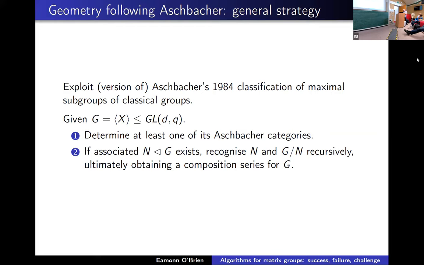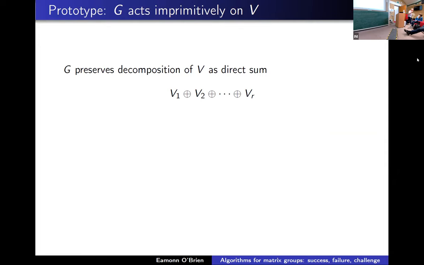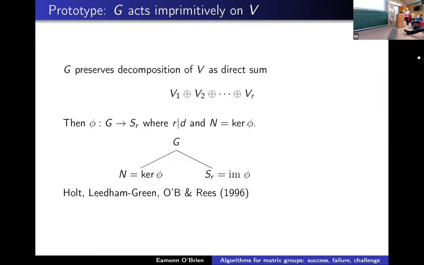Okay, so the prototype of the Aschbacher decomposition, a very nice case, is, for example, the case where G acts imprimitively on the underlying vector space. So what have I got? I've got a homomorphism from G to the symmetric group of degree r, where r divides d, and I've got a kernel associated with this homomorphism, which gives me my normal subgroup associated with the class C2, for people who know such things. And we think of this in this way, and I'll come back to this, because we end up talking about something called a composition tree as a data structure which emerges from this process. We think of it as a composition tree in the following sense: we have a root node, we have a kernel, and we have an image. If I can now process the image, I can hopefully get a lot of information about the kernel and proceed with my refinement in order to produce a composition series for G.